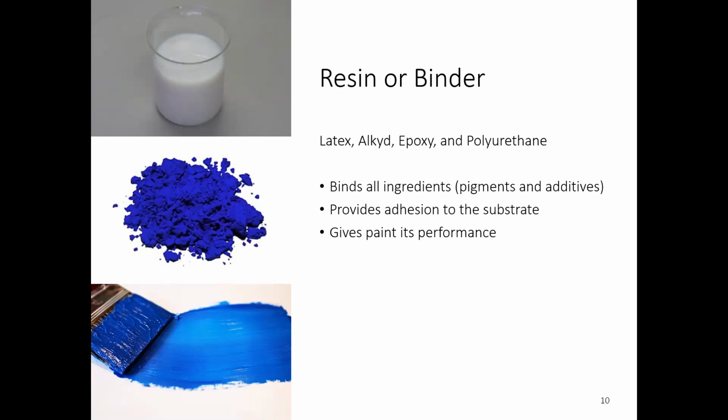Resin or binder, I said that those are interchangeable, and that's because binder is a term for resin. It's just a more descriptive term. So in other words, it binds the ingredients together. It helps things adhere. It gives paint its performance. This is the important part of paint, other than color, but this is what's really going to help the paint perform, especially on the exterior. And those are just a few different types of resins listed there.